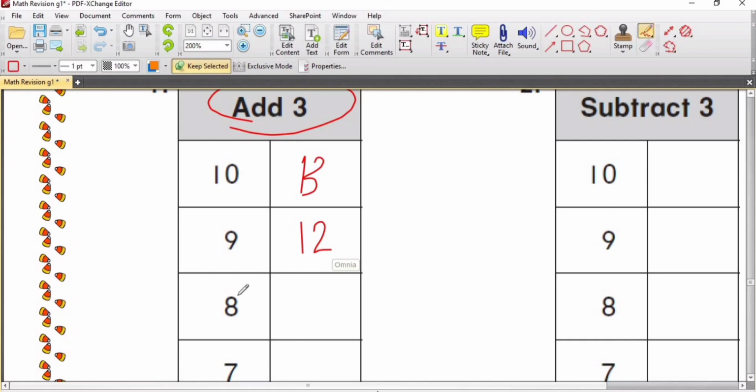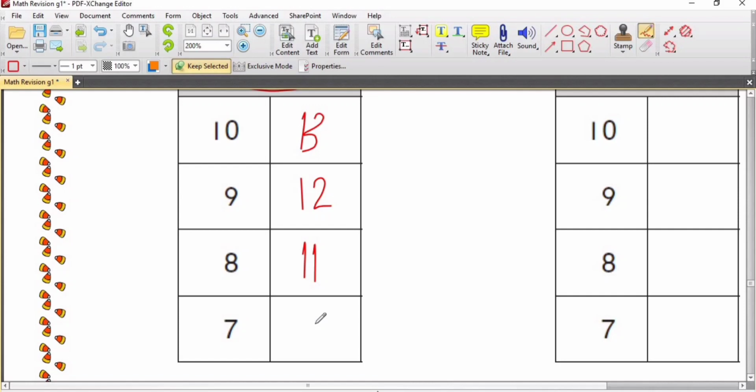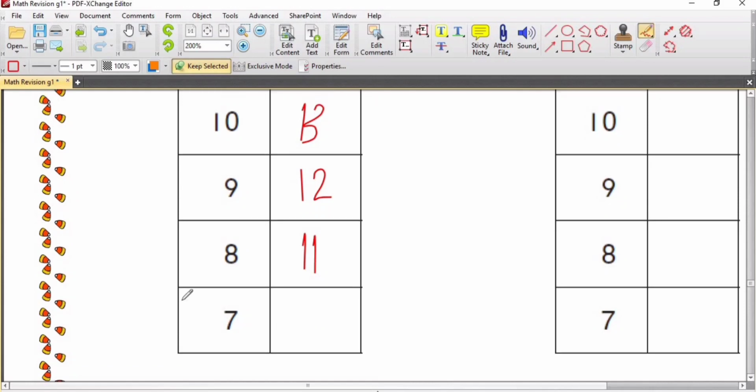Super. Okay, what about the next one? When we add 3 to 8, we will get what? Yeah, that will be 11. Super, my dear. What about the last one? When we add 3 to 7? Yeah, super. That will be 10. Excellent job, habibi.